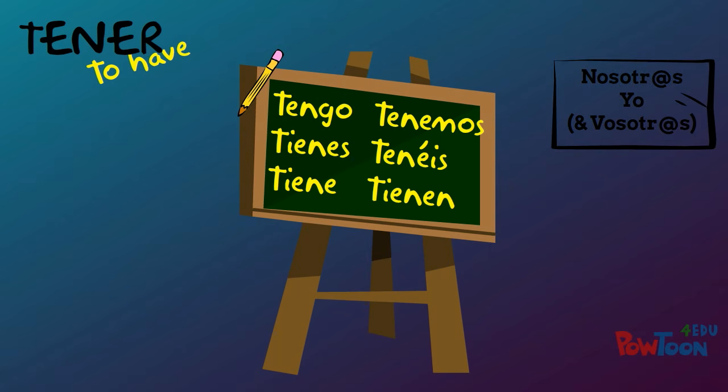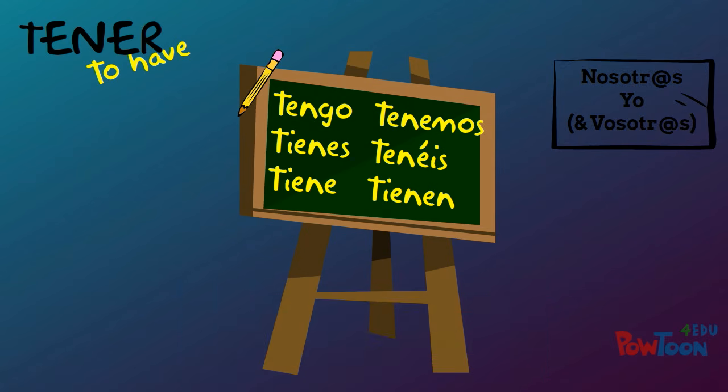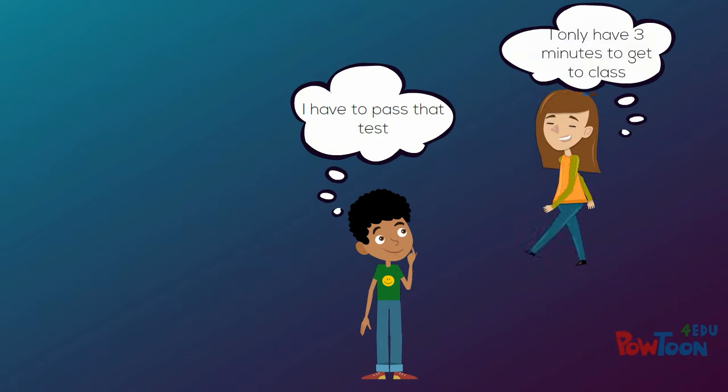A little pop-up grammar here. For present tense verbs, the forms of nosotros usually do not change, even when the rest of the verb does. Do your best to memorize these forms because it is a very common word. Think to yourself, how many times a day do you say has or have?